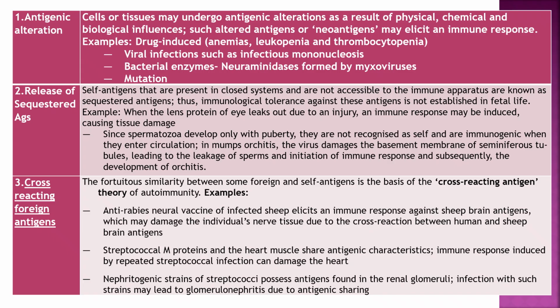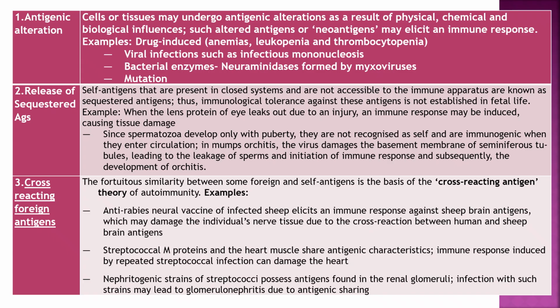Second, release of sequestrated antigens. Self-antigens that are present in a closed system are not accessible to the immune apparatus, known as sequestrated antigens. So, immunological tolerance against these antigens is not established in fetal life. Example, lens protein of the eye leaks out due to injury and an immune response is induced and causes tissue damage. Spermatozoa develop only with puberty. They are not recognized as self and are immunogenic when they enter circulation. Example, in mumps orchitis, the virus damages the basement membrane of seminiferous tubules, leading to leakage of sperms and initiation of immune response, and subsequently development of orchitis.